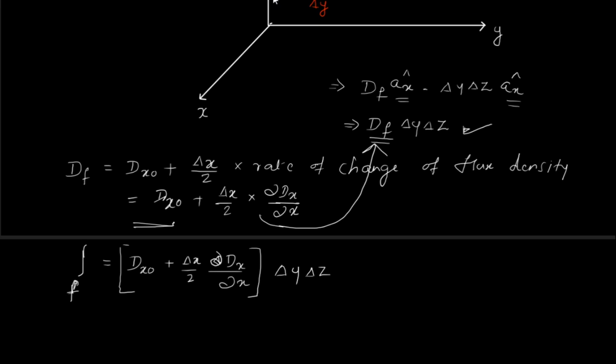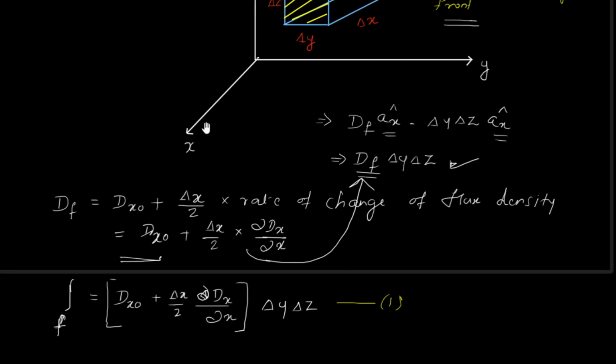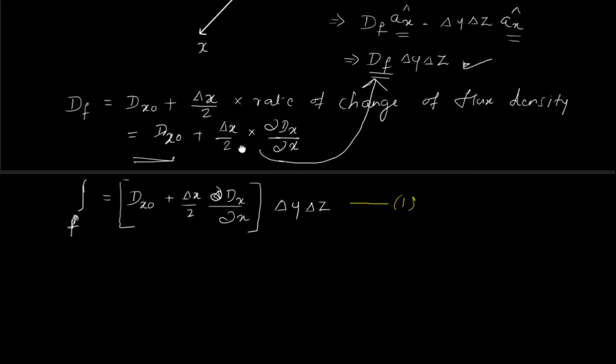Now similarly, I have to evaluate the back surface. All 6 surfaces are necessary to evaluate. First I have done the front surface. Now similarly, we will try evaluating the back surface. So this surface, the back surface. So writing the evaluation equation for the back surface. This equation I have treated as equation number 1. Please mark it as equation number 1, so it is easy for our reference later.